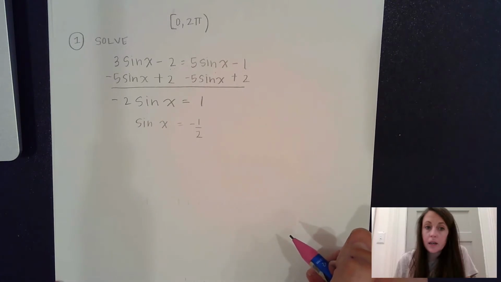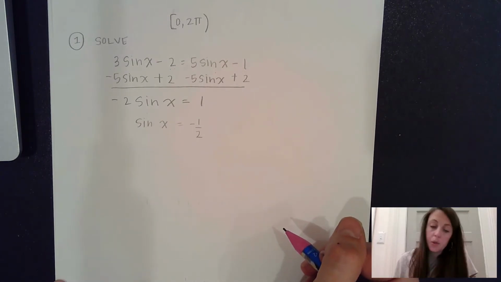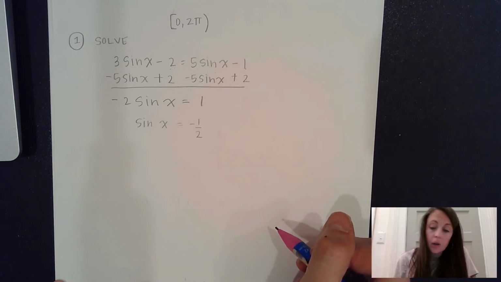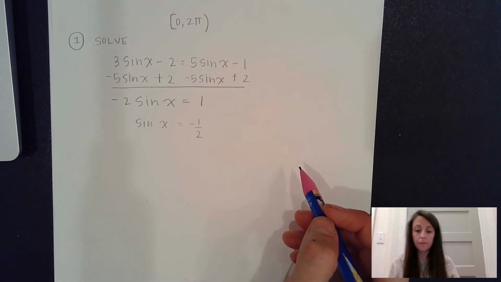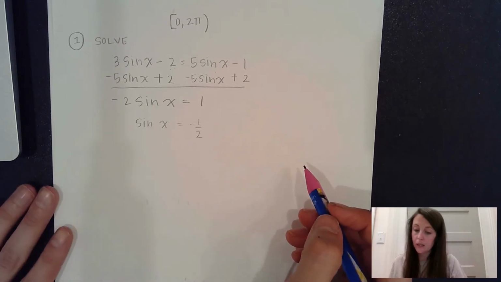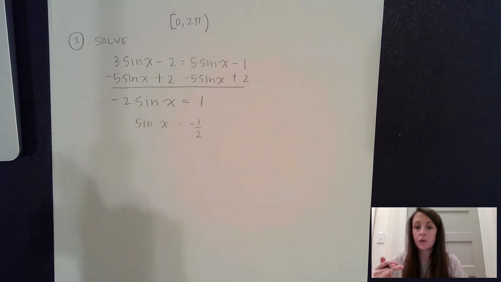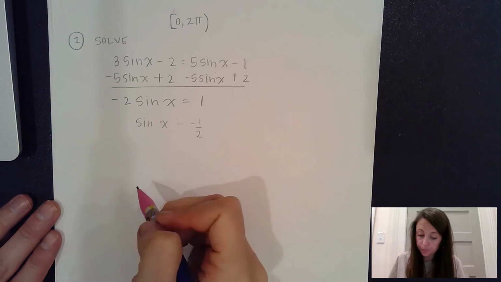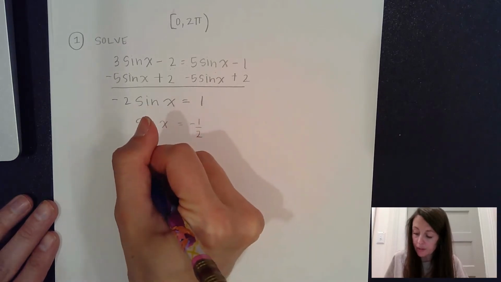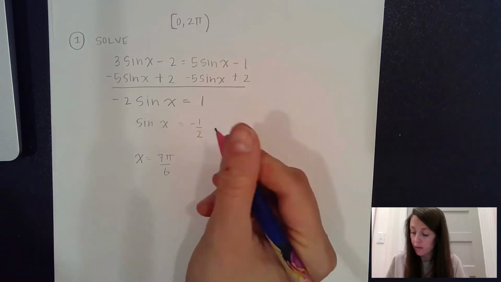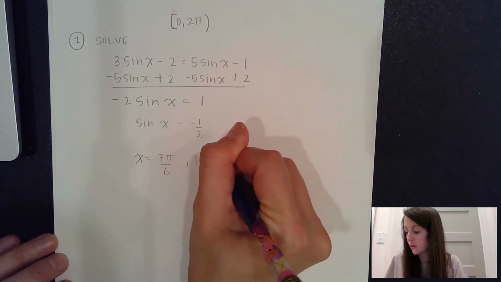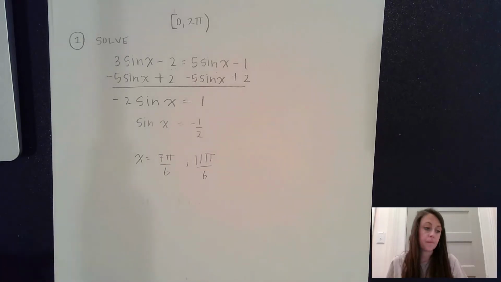So where is sine equal to a negative 1/2, on the interval between 0 and 2 pi? Sine is going to be negative in the third and the fourth quadrant. So it's going to be 7 pi over 6, and then 11 pi over 6. Good.